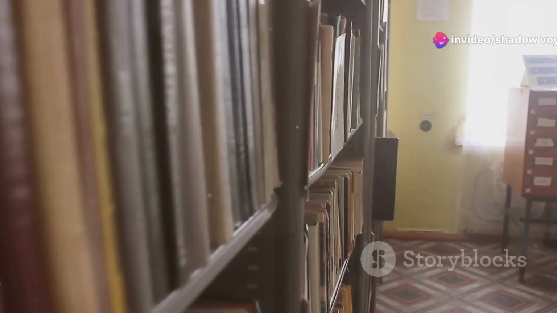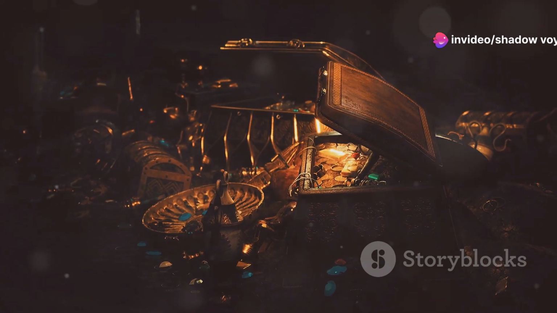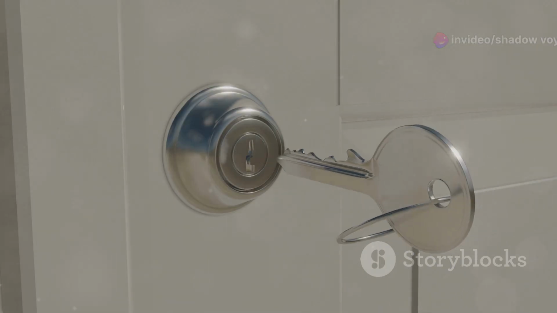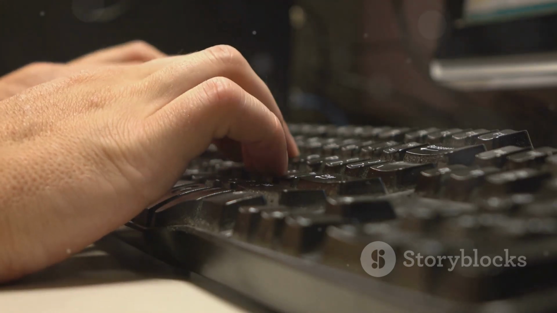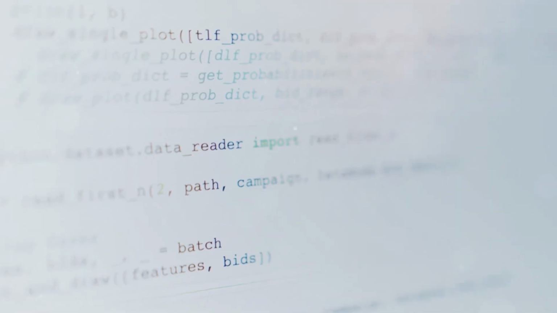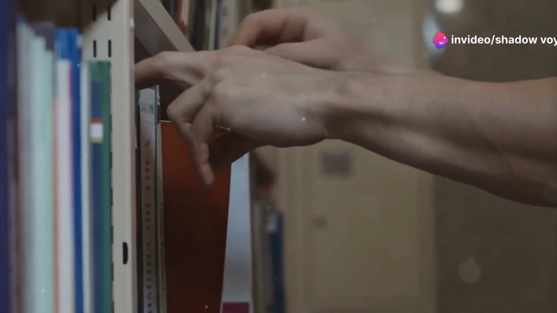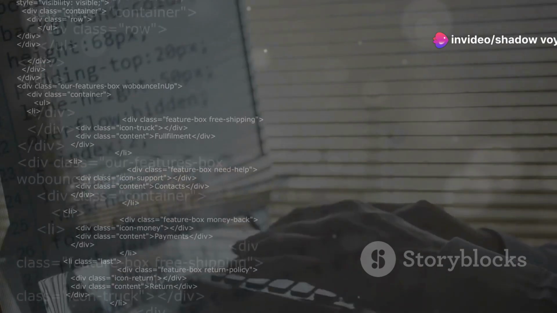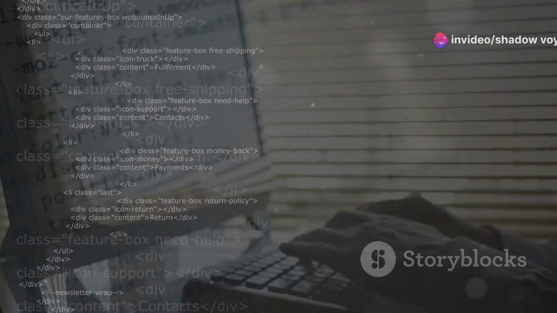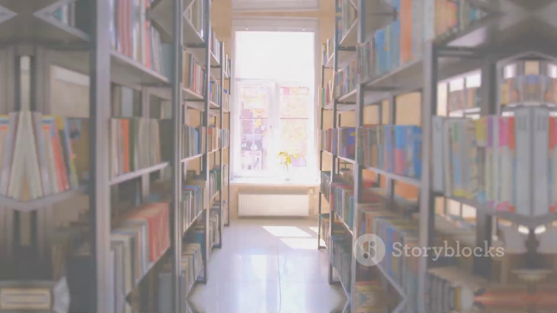Data is everywhere, but raw data is like a locked treasure chest. You need the right key to unlock its secrets. That's where SQL comes in. SQL, or Structured Query Language, is a powerful tool. It lets you talk to databases. Think of it as the language of data. With SQL, you can ask questions, retrieve information, and even modify data.